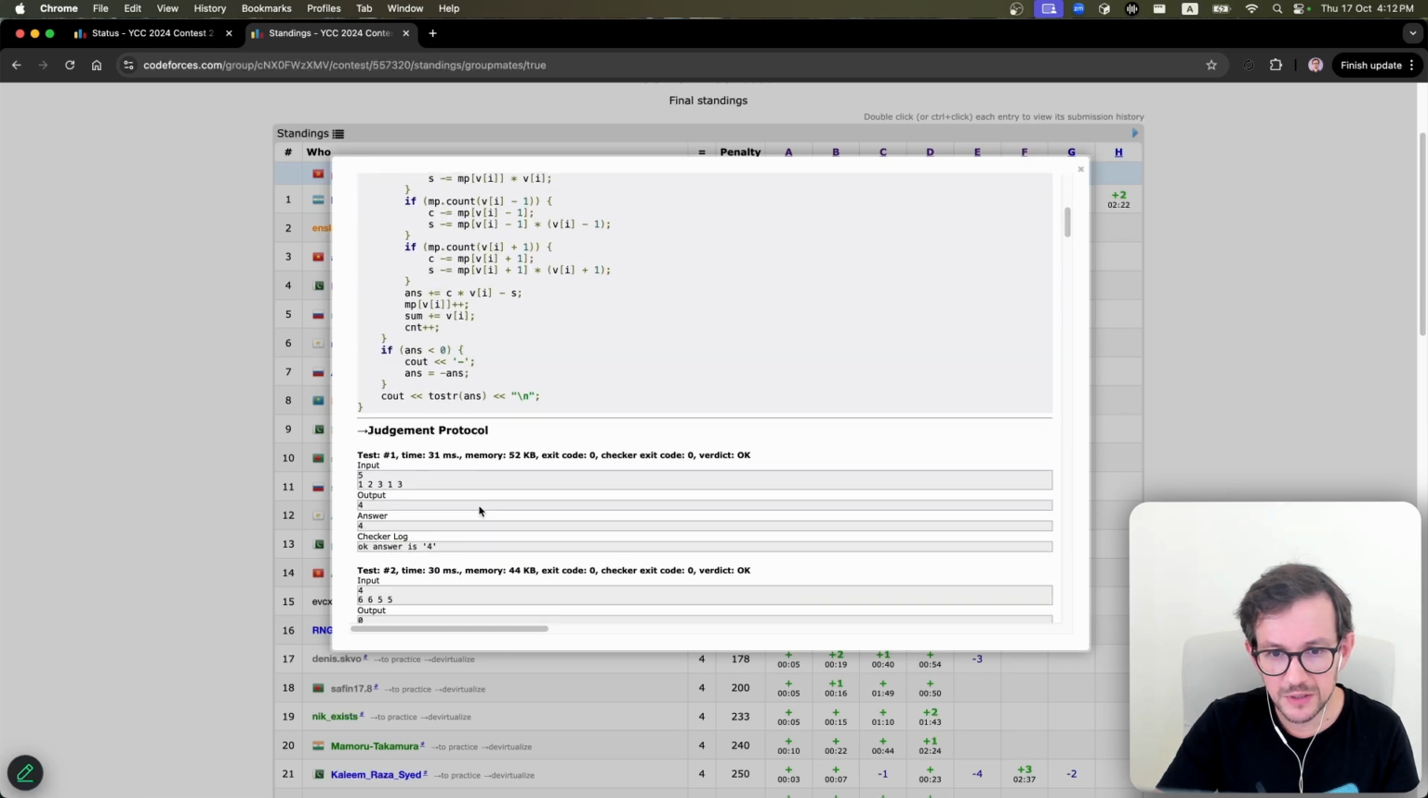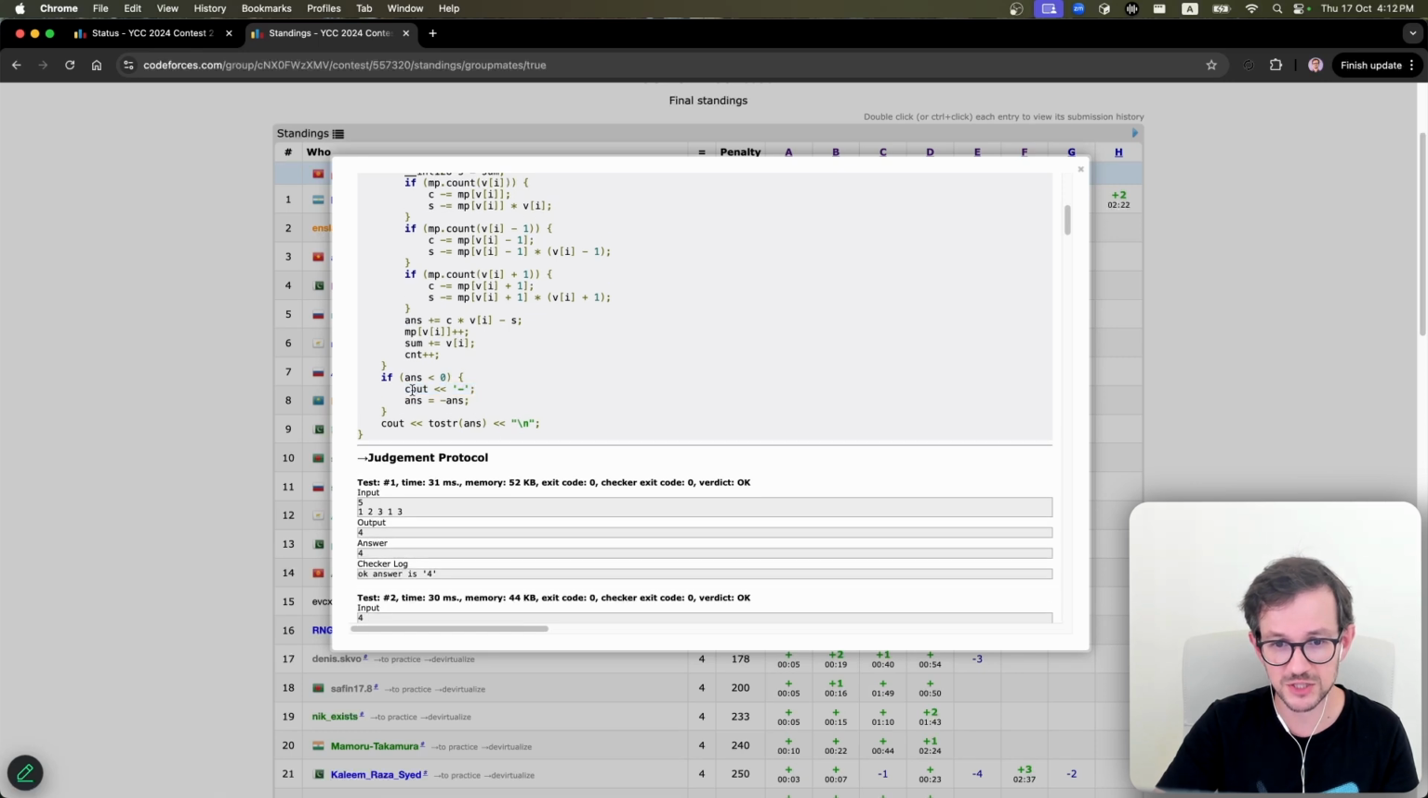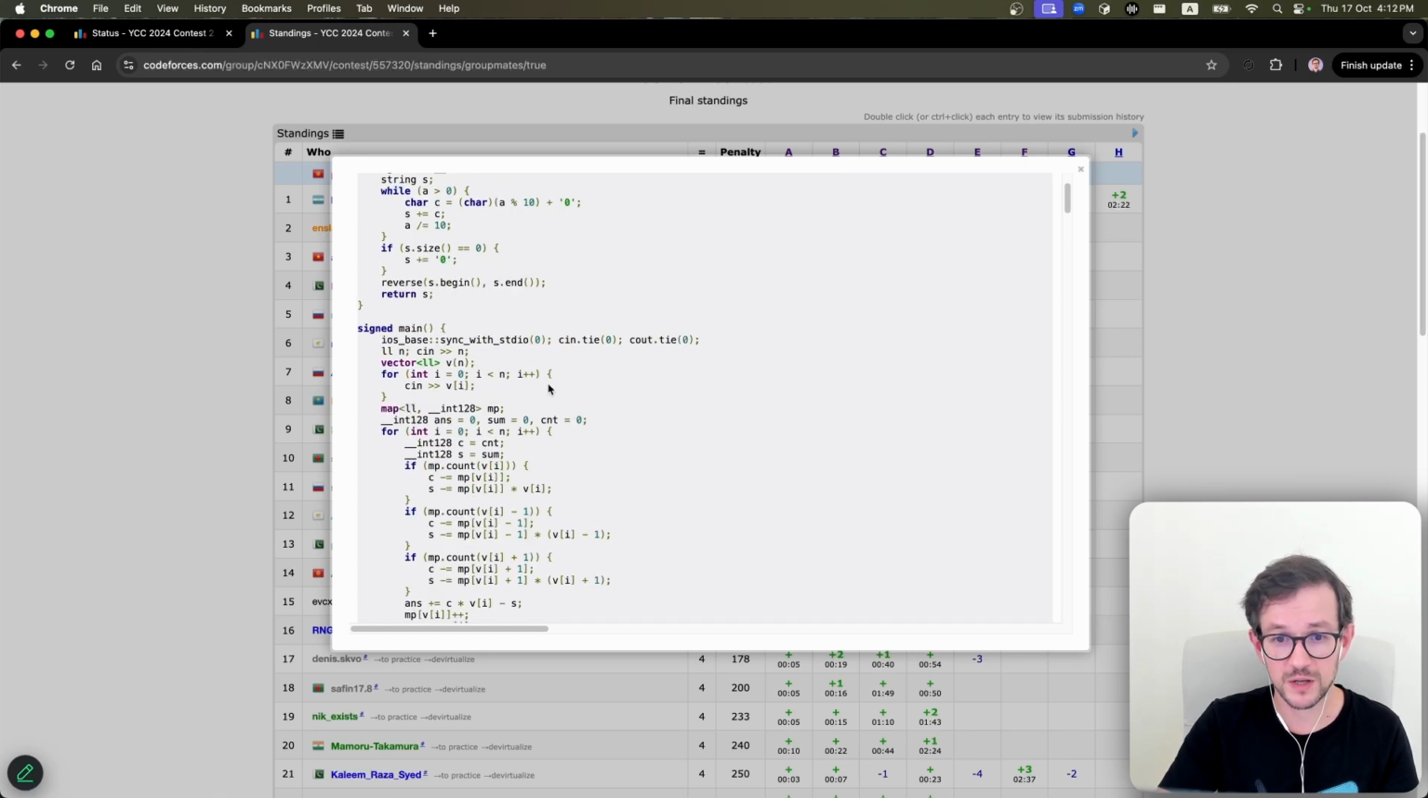But can it be negative? It can be. If it is negative, you produce it like this. Yeah, I just added this to the to-string function. Okay, yes.